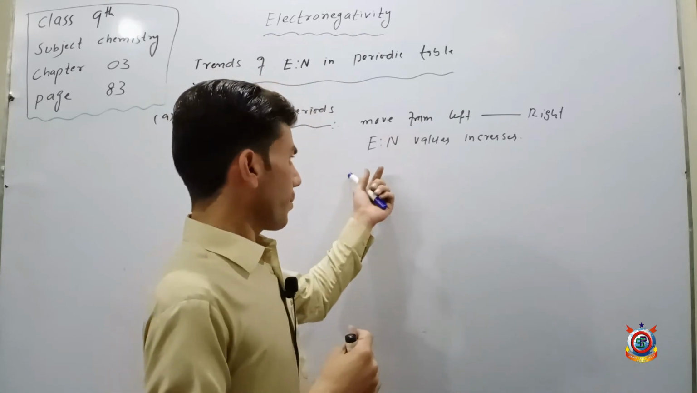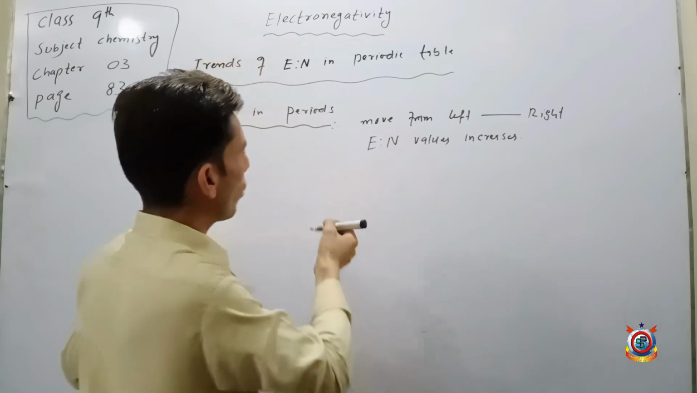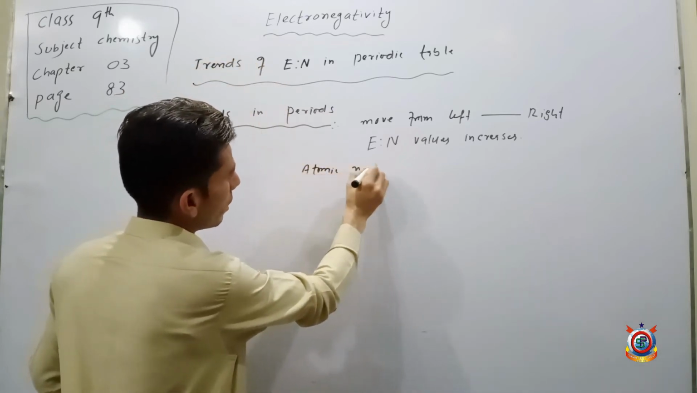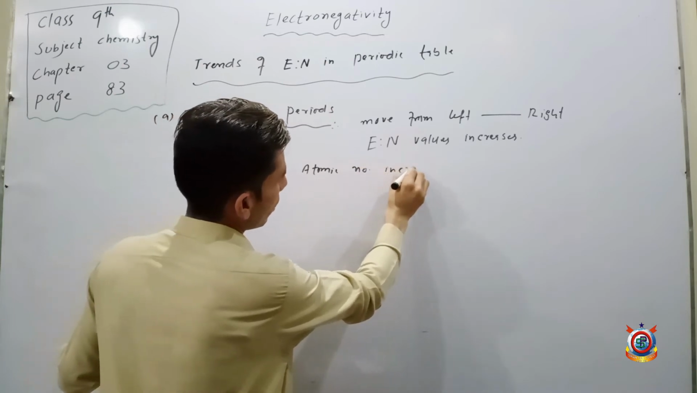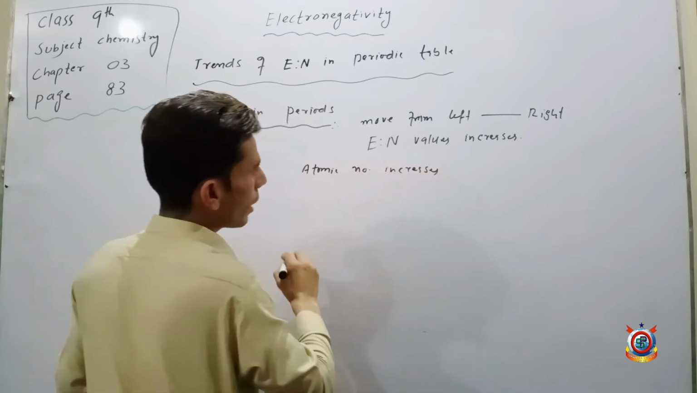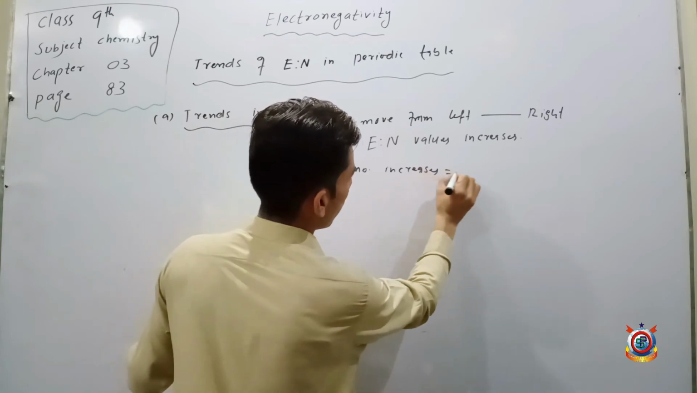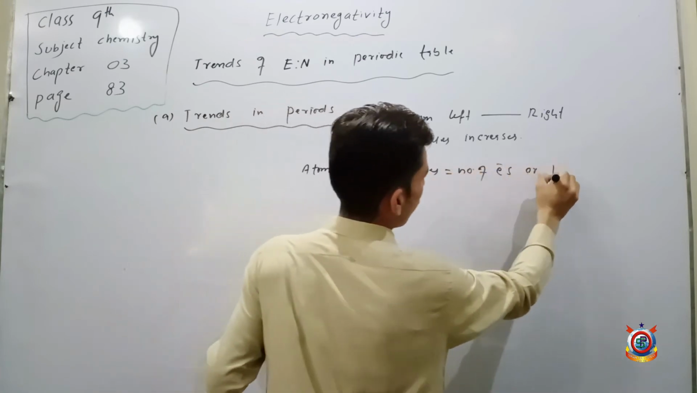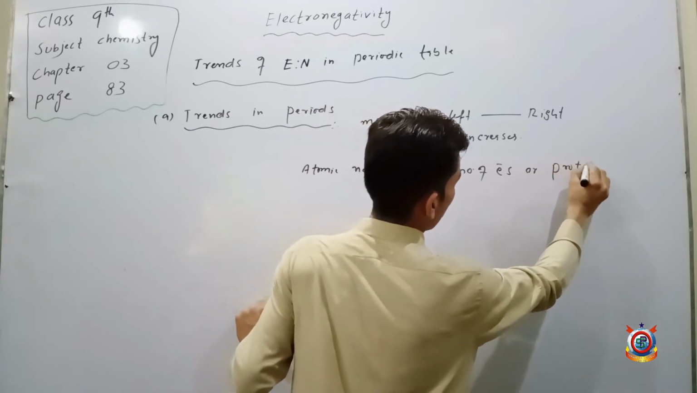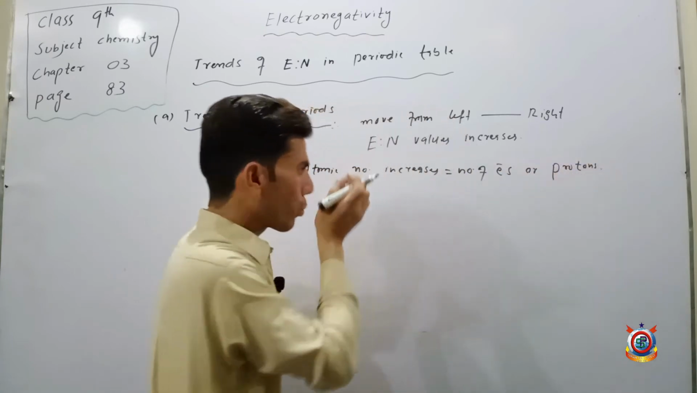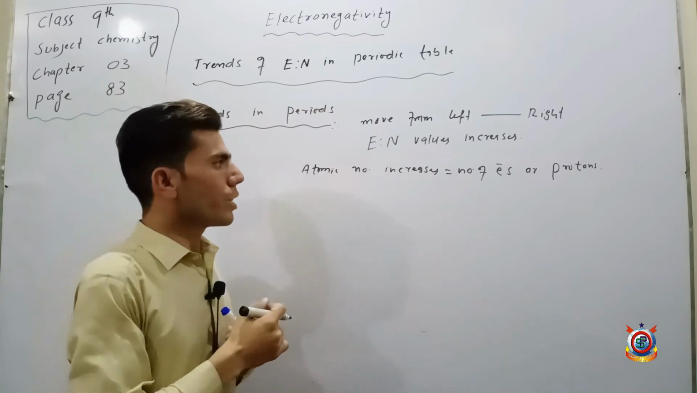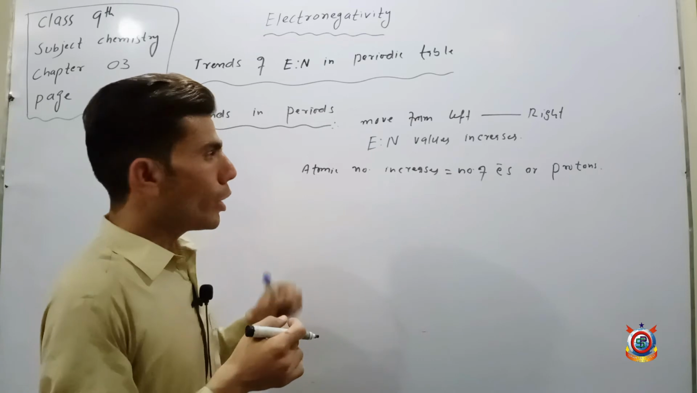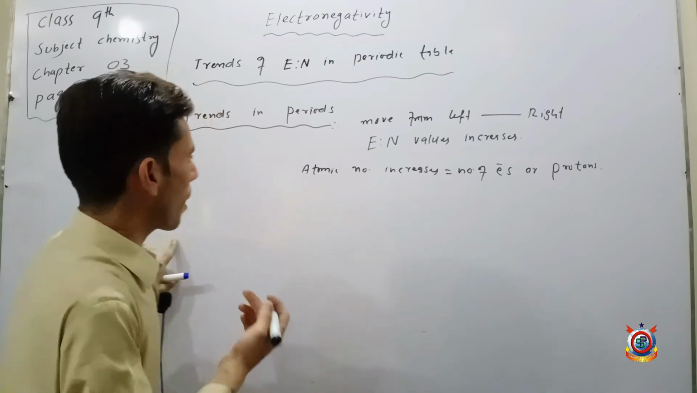When we move from left to right, what happens? Atomic number increases. And we know that atomic number is the number of electrons or protons. When we move from left to right, atomic number increases, and atomic number is the number of electrons or protons.